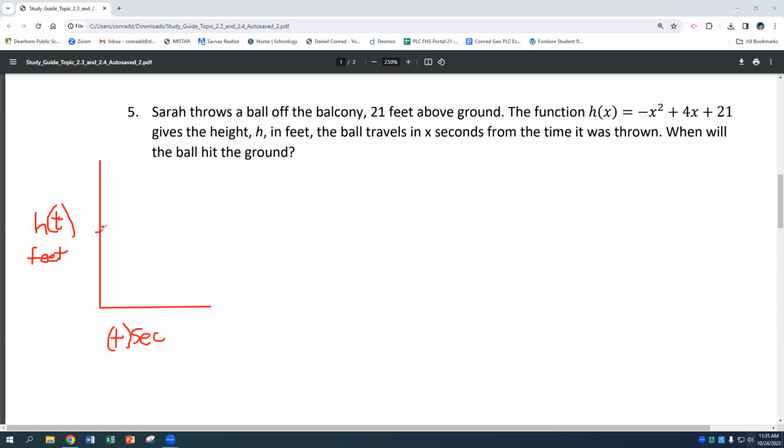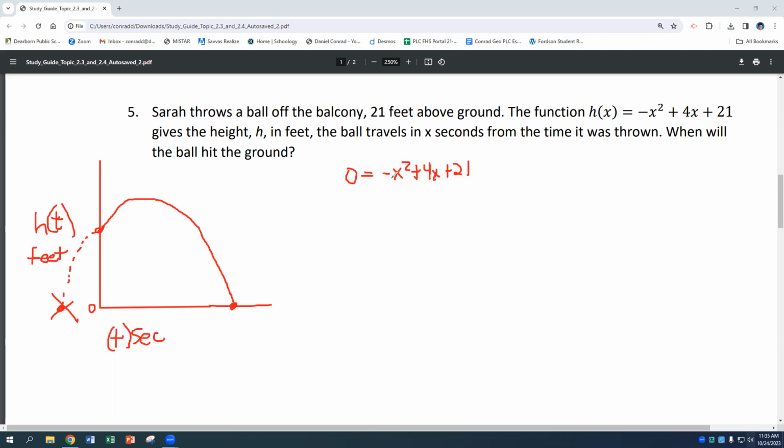Okay, so it starts at 21 feet. She's going to throw the ball up, and then it's going to come down. So we're going to end up with two answers. We're going to end up with a negative x-intercept. That's not going to be our answer. And then we're going to take the positive one. Okay, because when will the ball hit the ground? It's going to hit the ground when the height is 0. So we want to plug in 0: negative x squared plus 4x plus 21.